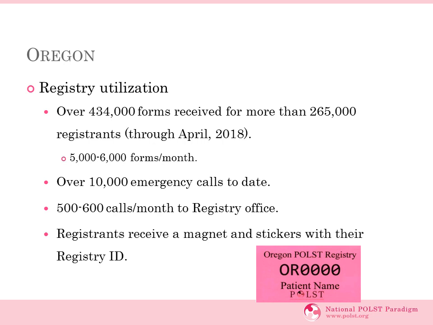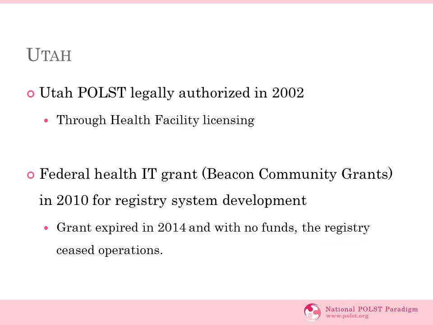So as I said, we've been live since December of 2009, and to date we have just about 435,000 forms for more than 265,000 registrants, and we receive between 5,000 and 6,000 forms a month. To date, we've received 10,000 emergency calls and about 500 to 600 calls per month to our registry office, and about half of those are usually form requests. We send out information that includes a registry ID number as well as the patient's name, and have changed training for EMS providers to look for this magnet if they cannot locate the bright pink form that they're more used to seeing.